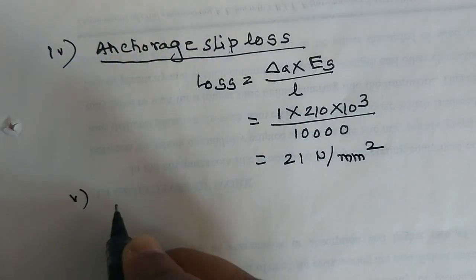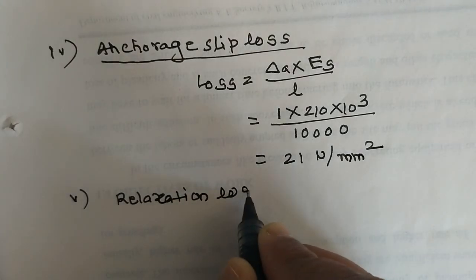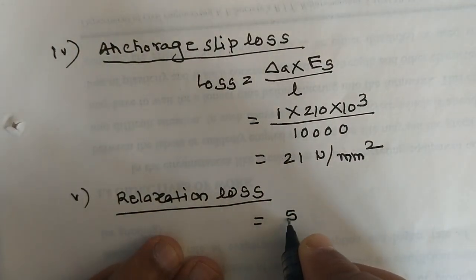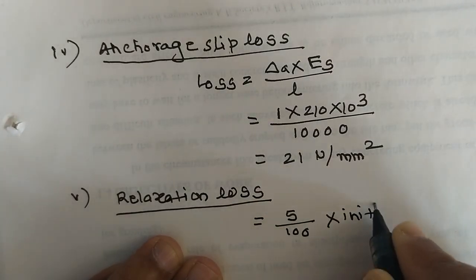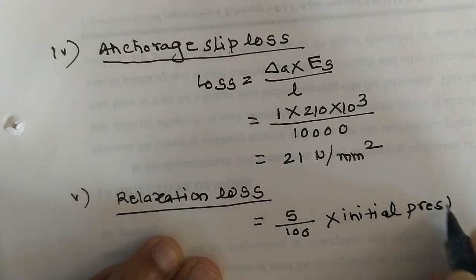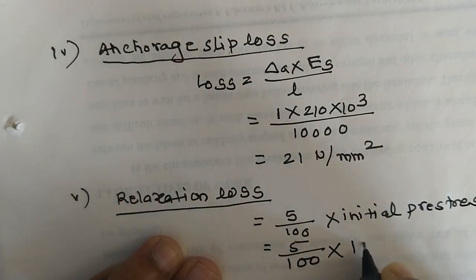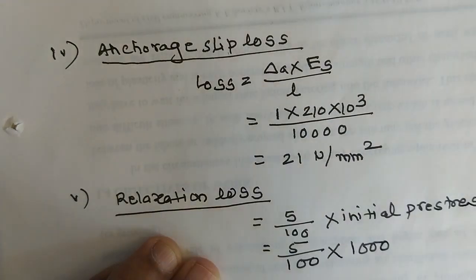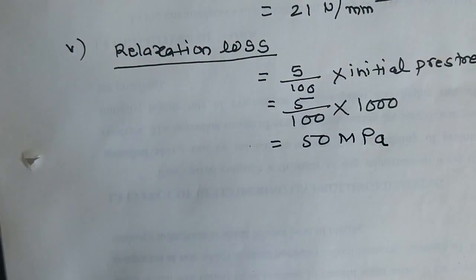And last, the fifth one, relaxation loss. It is 5% of the initial stress. It is 5 divided by 100 into 1000. The answer is 50 megapascal. Now you have to add all these losses.